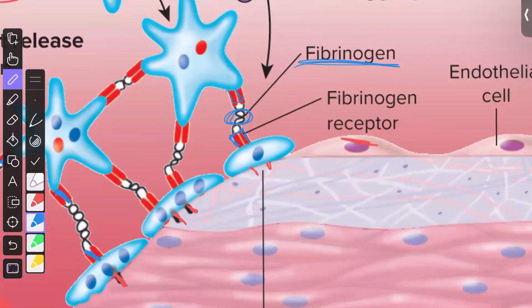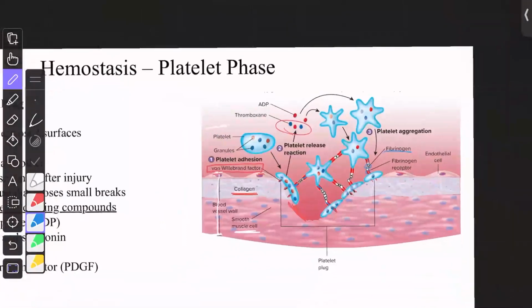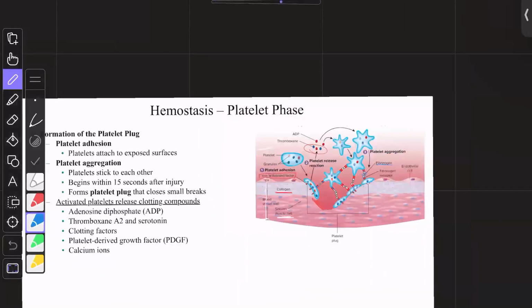So we have our platelets forming our platelet plug. This is not a blood clot. This is just a platelet plug. It is the structure, it's the framework that we're going to build the blood clot in. Does that make sense? Yeah? Okay. So, moving along. Any questions before I move along?